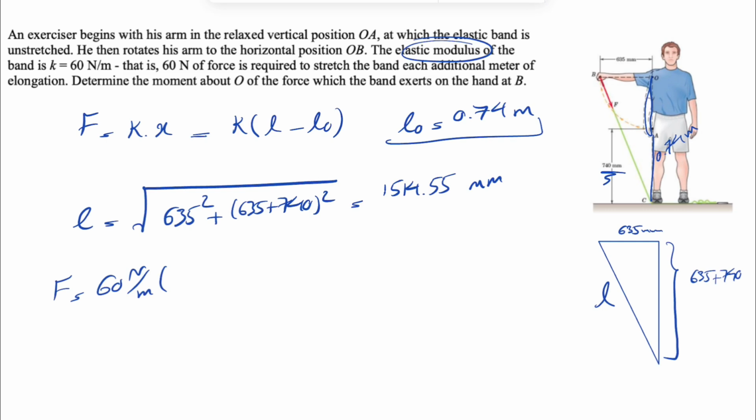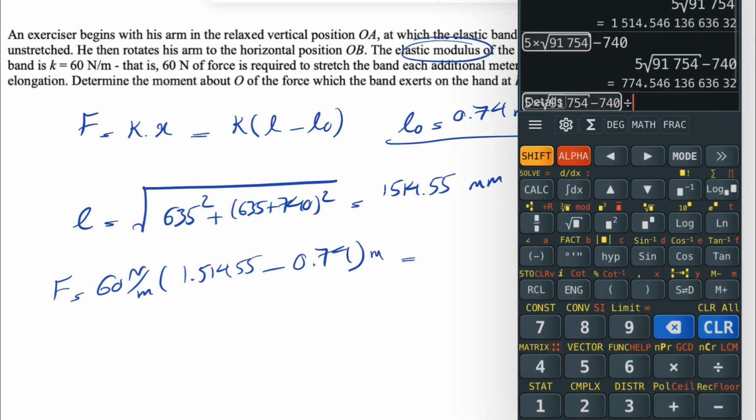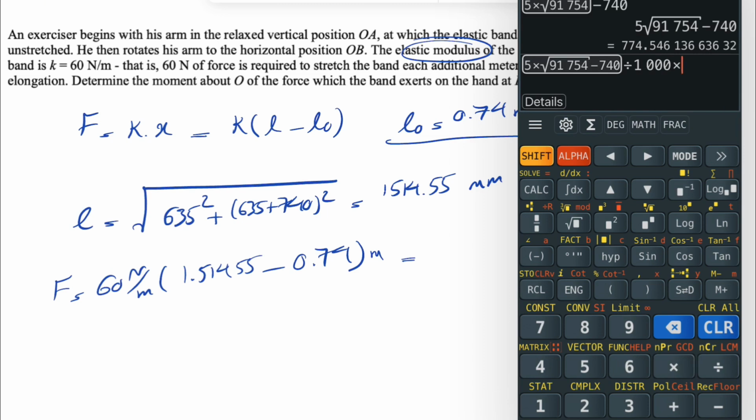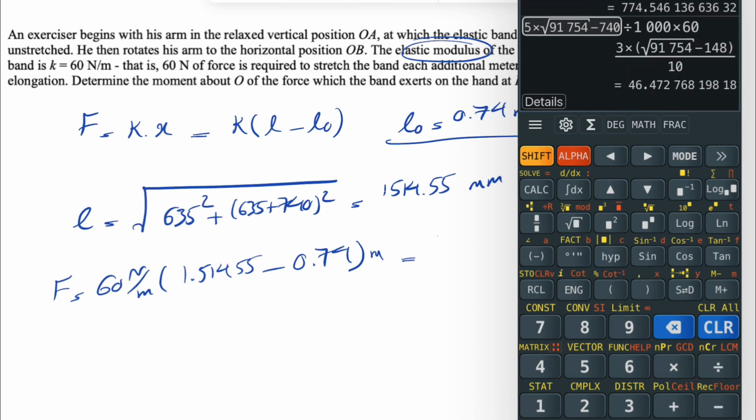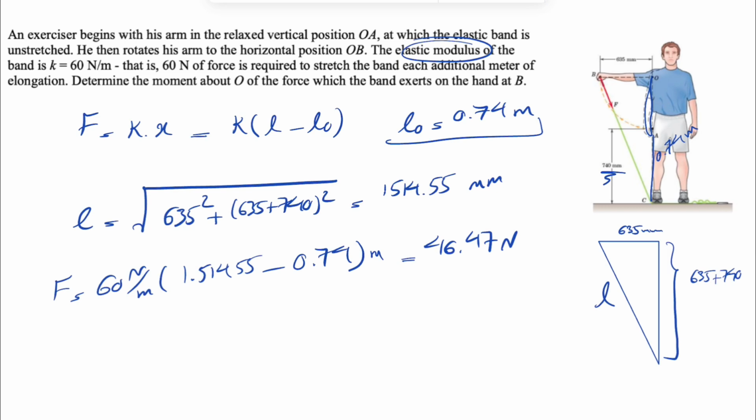So we have L0, and the stretched length, which was 1.51455 minus 0.74, and this will be in meter unit, so we're going to get the force in Newton. We multiply that by 60: (1.51455 minus 740 divided by 1000) times 60, and this will be our force, 46.47 newtons.